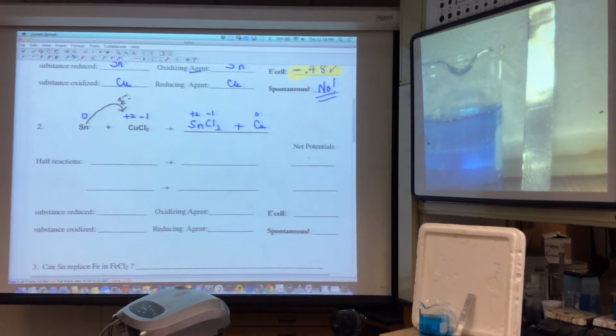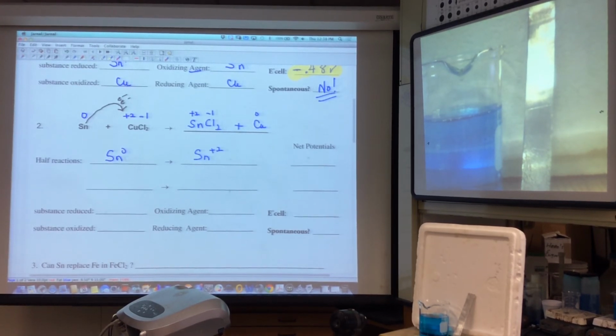So here we go. Sn 0 goes to Sn plus 2. How many electrons are involved? Where do they go? Products, so that both sides have the same charge. Now, copper plus 2 goes to what? Copper is 0. Where do electrons go if both sides have to have the same charge? Reactants. Who got reduced? Cu plus 2. Don't say Cu because you're implying this guy. Don't pick anybody from this side. Who got oxidized? Tin 0. The oxidizing agent is the one who gets reduced, right? Sn 0 is the reducing agent.